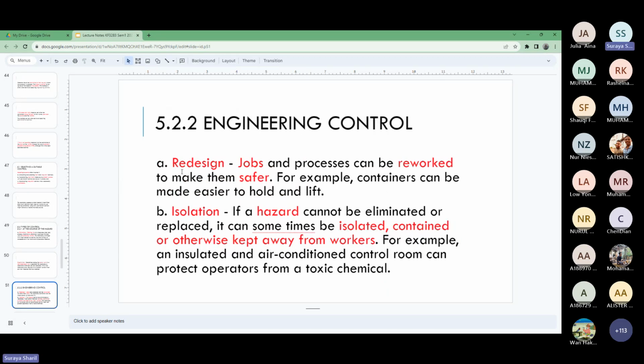Engineering control, redesign. Jobs and processes can be reworked to make them safer. For example, containers can be made easier to hold and lift. Engineering control by isolation: if a hazard cannot be eliminated or replaced, it can sometimes be isolated, contained, or otherwise kept away from workers. For example, an isolated and air-conditioned control room can protect operators from toxic chemicals.